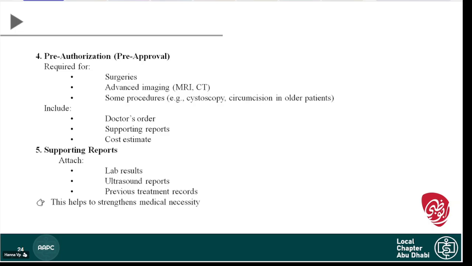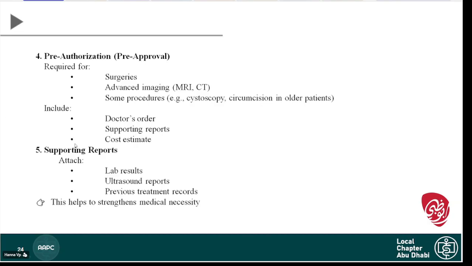And what are the things included under the pre-authorization, guys? We want to show the doctor's orders, what treatments the doctor ordered, and their reports. Supporting reports we need, and a cost estimate also. What is the total payment it should come to? These are the main things under pre-approval. So this is one of the main steps we should take before claim submission.